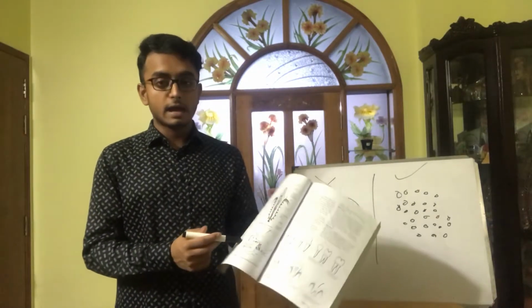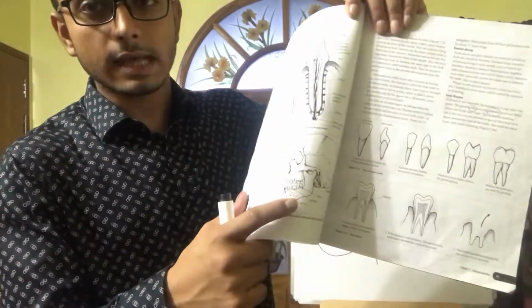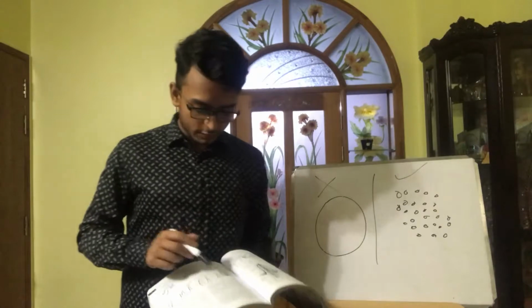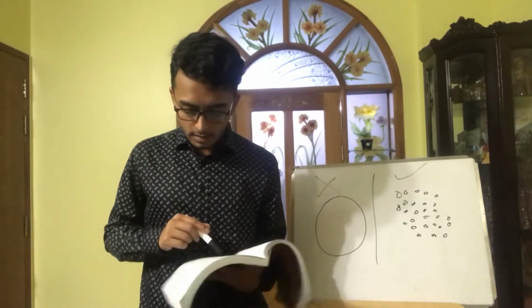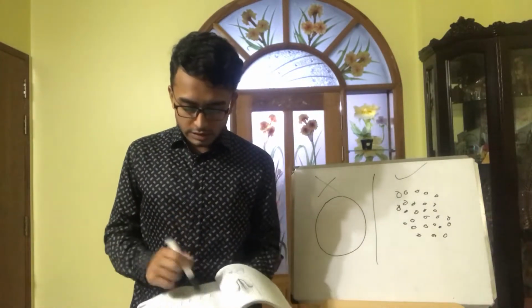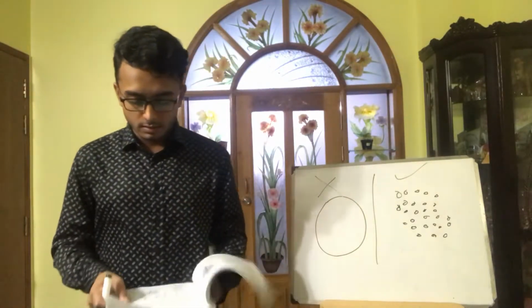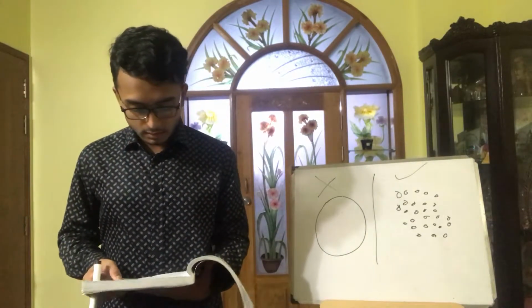So from this diagram, the skull one, you need to identify which tooth is what, and also from figure number 7.13 you need to identify which diagram represents which type of teeth. Okay, nothing to make you understand here.